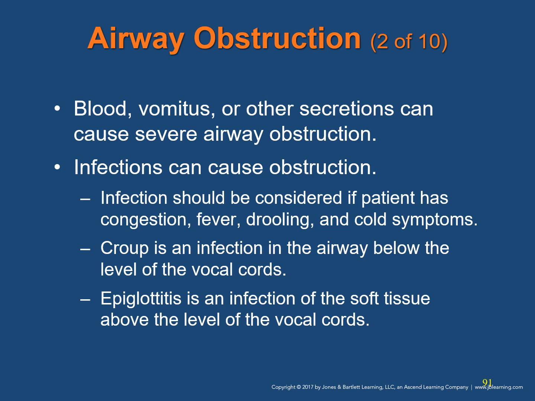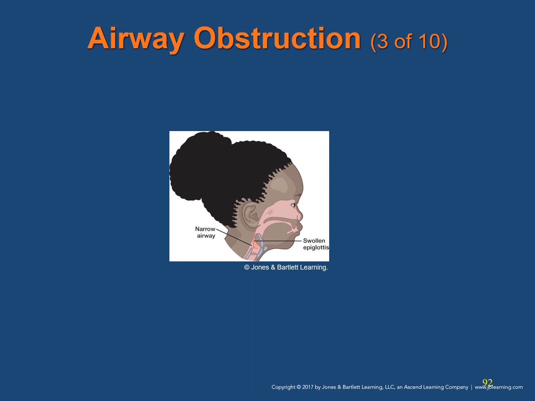Croup is an infection in the airway below the level of the vocal cords. Epiglottitis is an infection of the soft tissue in the area above the vocal cords. The figure shows the effects of epiglottitis. Epiglottitis is an infection that can cause airway obstruction in pediatric patients.